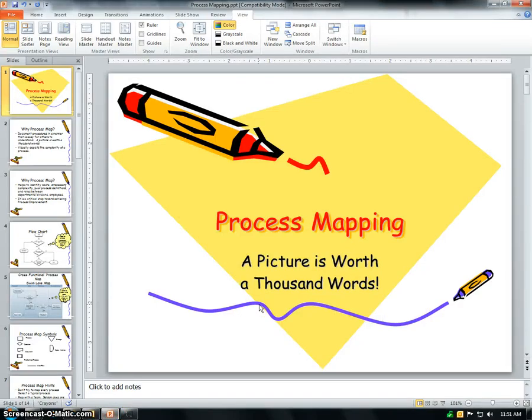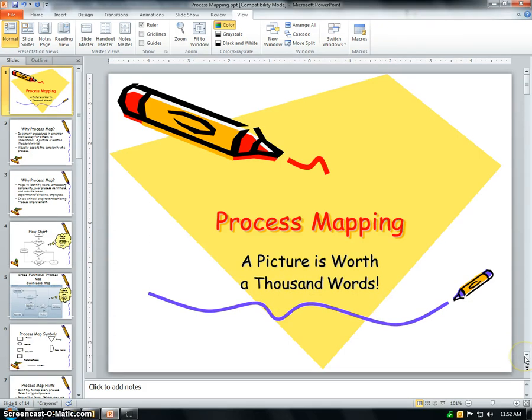Okay, today we're going to look at process mapping. This is a very valuable tool in the Lean Six Sigma toolbox that you'll find many organizations use. It's a great way to get a good understanding about, for a process, what is currently going on. And like the saying goes, a picture is worth 1,000 words.